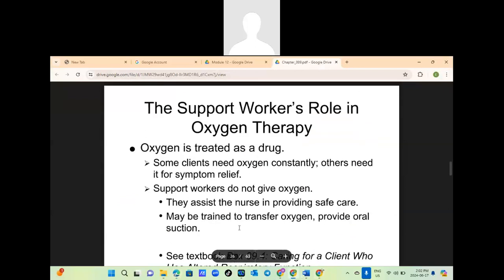So, what is your role in oxygen therapy? Oxygen is treated as a drug. We need a doctor's order for that. For us nurses, before, we had to ask the doctor for a prescription. It should be ordered.